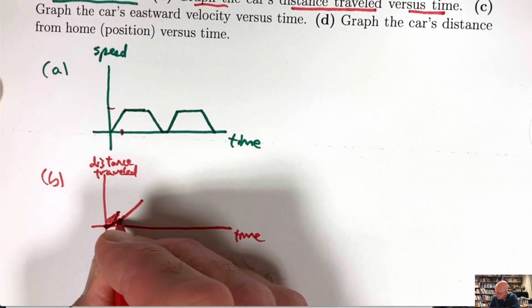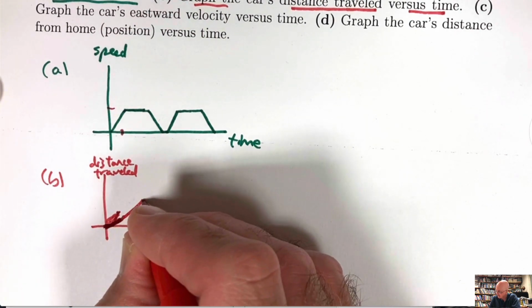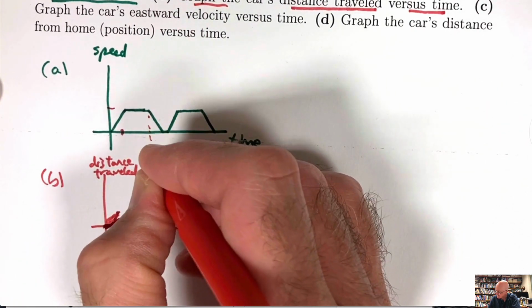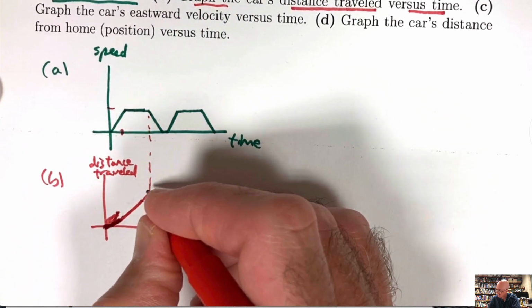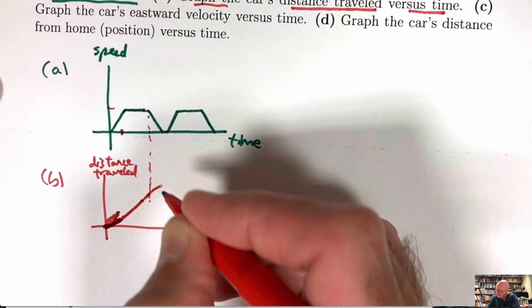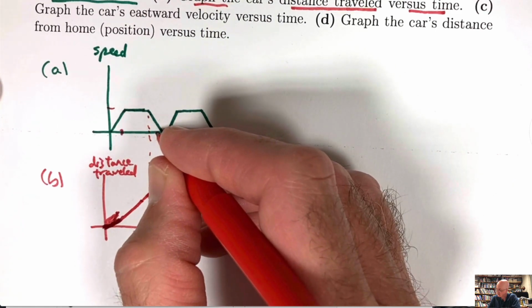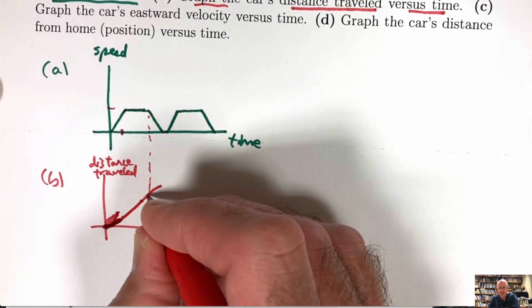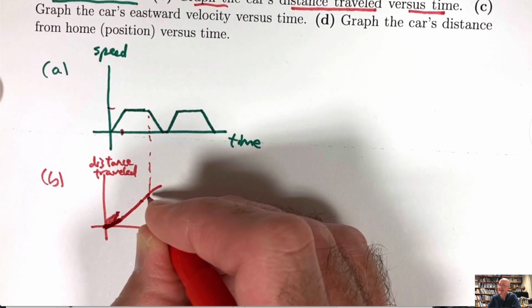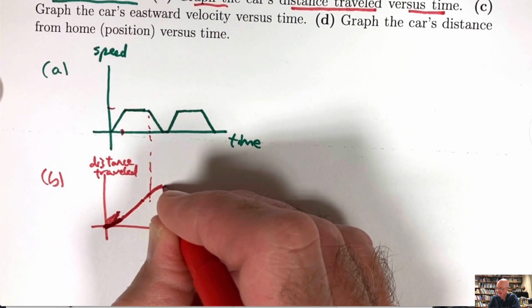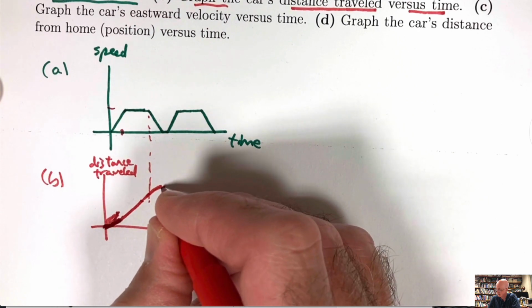I do want it to have a slight curvature here. It is concave up right there, and then it's straight right here until we get to this time, and then it's going to become concave down. The speed is going down towards 0, so the rate at which the distance traveled is increasing, decreases. The graph gets to have a smaller and smaller slope.